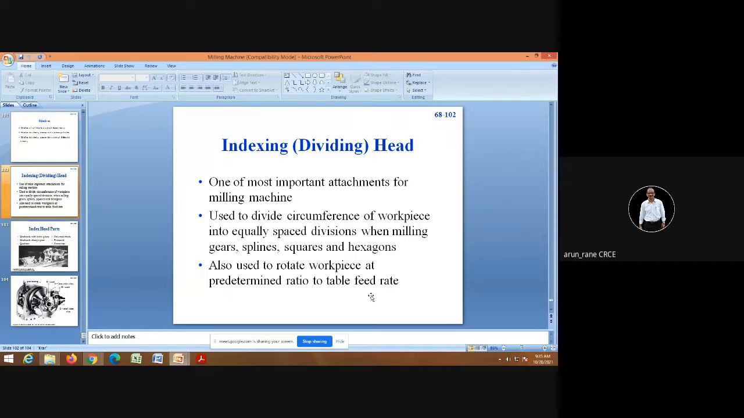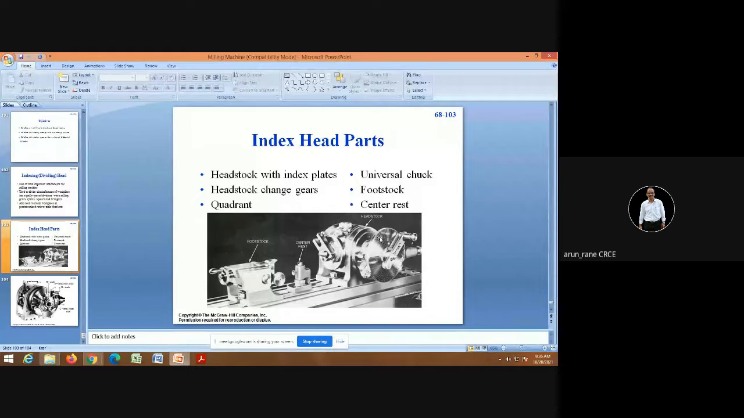So for that, indexing or dividing head is an accessory, a very important accessory, and it has an index plate. This is called the index plate. This is a headstock. Headstock means it has a worm and worm wheel. Worm and worm wheel is used for transmitting the drive through 90 degree. Like spur gear, helical gear, these are the gears which are used for transmitting the drive if the axis of the shafts are parallel and in one plane. Whereas worm and worm wheel, they are used for transmitting the drive through 90 degree.